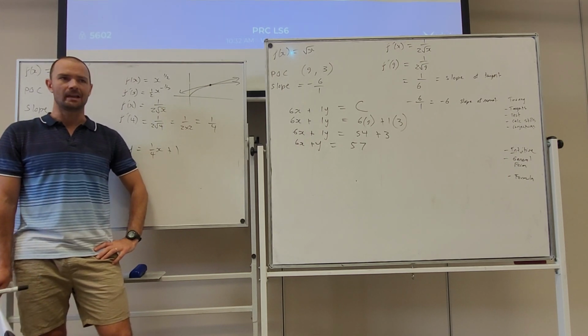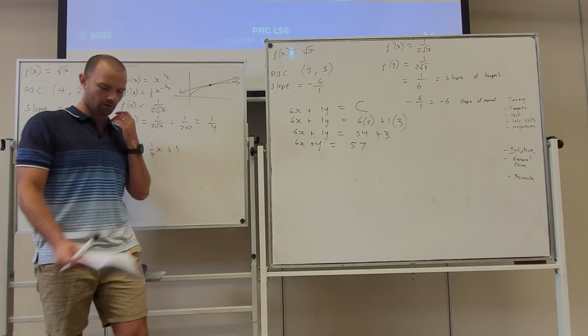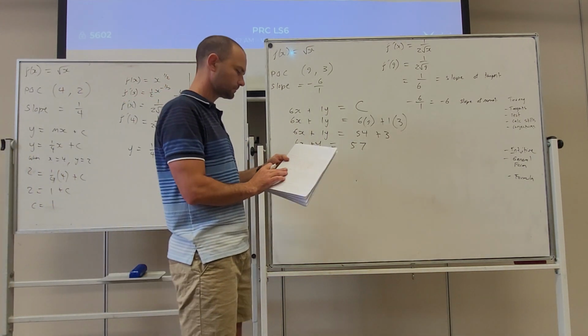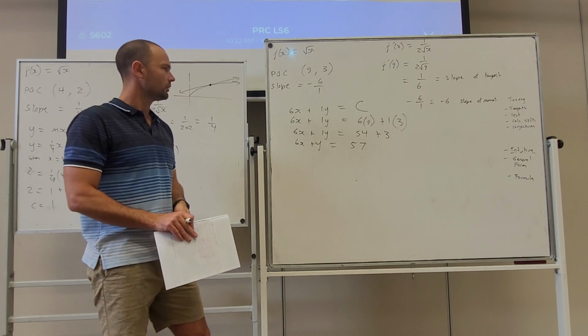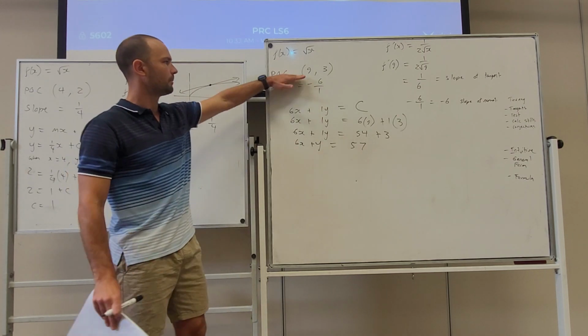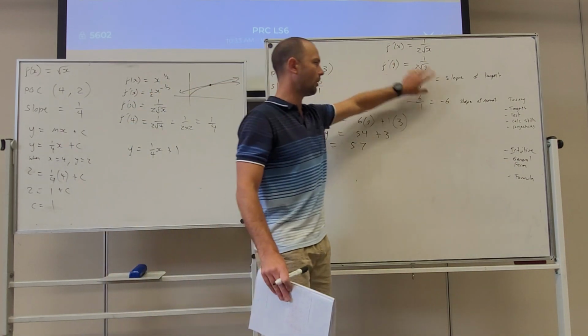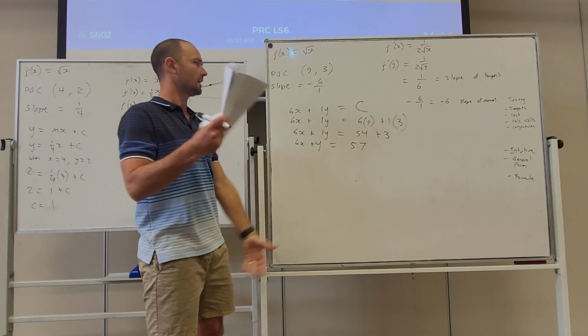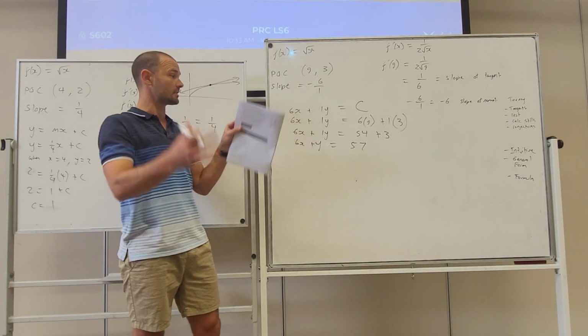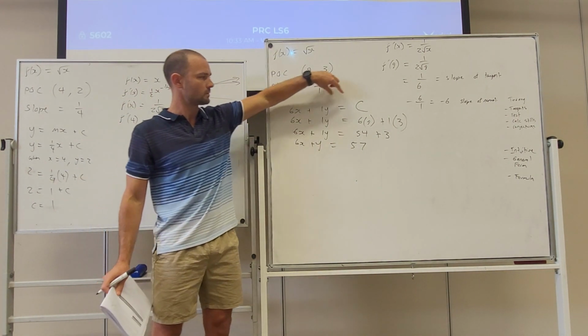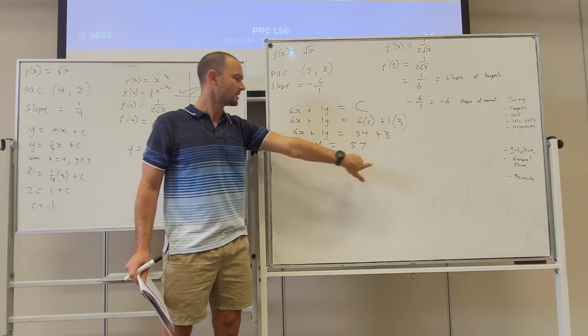All right, now there'll be opportunities to do this still over and over and over again. Okay, so what did we do? We found the point of contact, we found the slope of the normal, and then we just put it into general form by following the dot points that are presented to us. That's all it comes down to. 6x plus y is c, we sub in the point, and there it is.